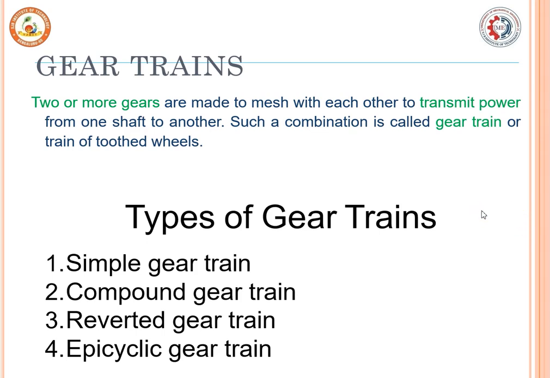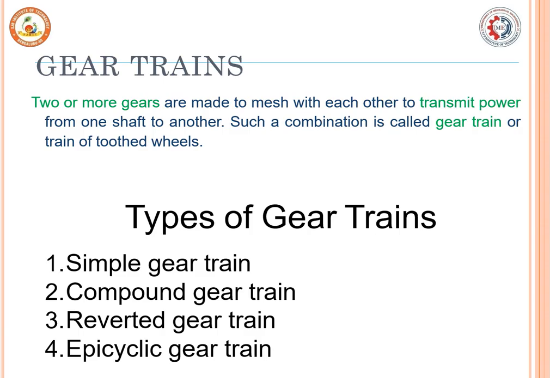Welcome to Module 3 video related to gear trains. A gear train is when two or more gears are made to mesh with each other to transmit power from one shaft to another. Such a combination is called a gear train or train of toothed wheels.